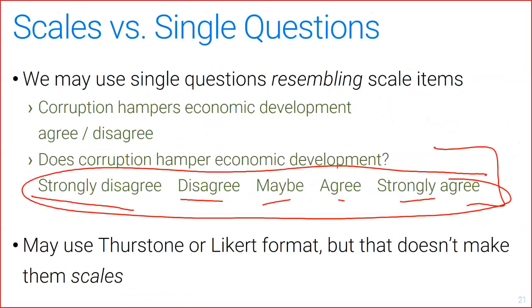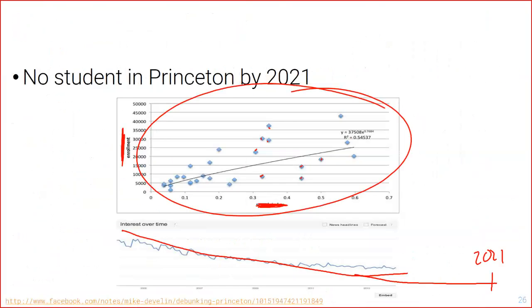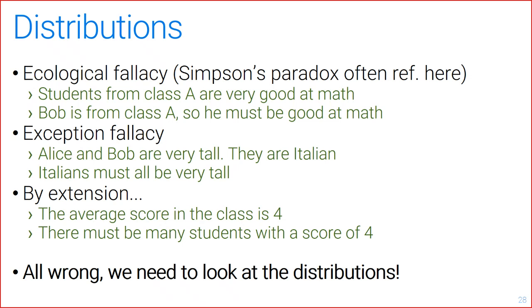Okay, so let's start with sampling. Let's actually start with 2 common fallacies. The first one is called the ecological fallacy. Let's say that we have this classroom, and we know that the students in the class are very good at math. If you claim that Bob, who's a student from class A, must be good at math, this is a fallacy. Just because the group in itself appears to be good at math doesn't mean that all the individuals of the group are also good at math. This is what we call the ecological fallacy.